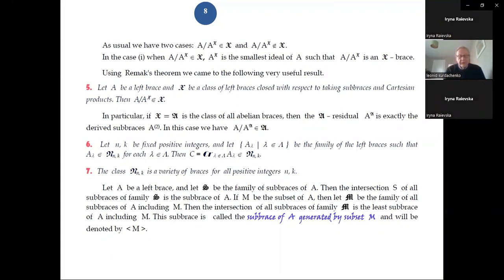And using Zorn's lemma, we come to the following useful result. Let A be a left brace and X be a class of left braces closed with respect to taking sub-braces and Cartesian product. Then the factor brace A over A power X belongs to X. In particular, if X is the class of all abelian braces, then A residual is exactly the derived ideal of the brace, A power 2 in brace.